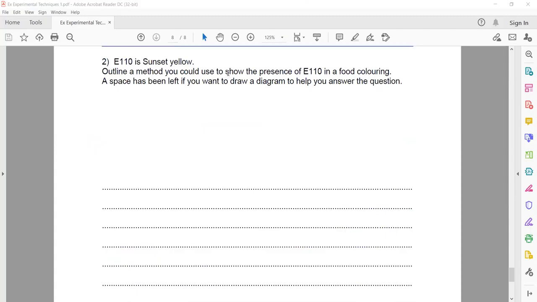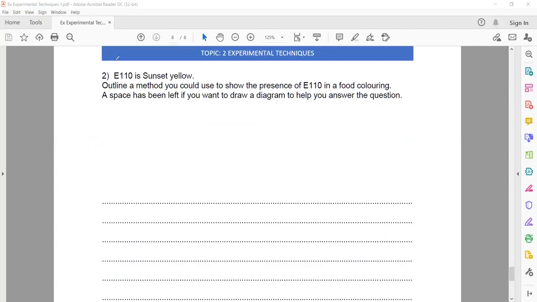Okay, next question. They mention E110 is sunset yellow. I told you that these are numbers given for food colors. So E110 is sunset yellow. Outline a method you could use to show the presence of E110 in a food coloring. So how can we check that there is a food coloring and that food coloring contains E110? First I will explain the idea and then I will type.